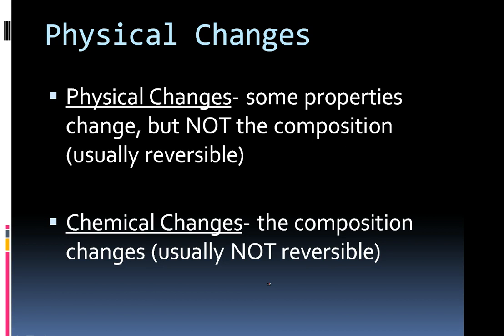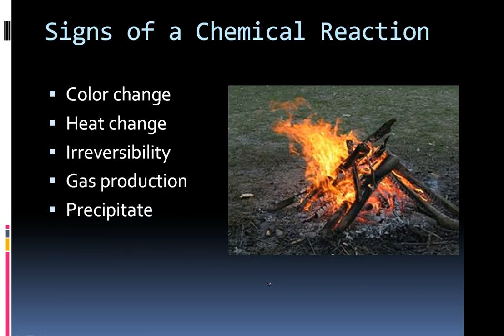And then we have some chemical changes, and that's when the composition changes, and usually it's not reversible. Usually we cannot change it back. Now, a few of these signs that a chemical change occurs, we're going to see next. So some signs of a chemical change. And we're going to be using the example of a fire.